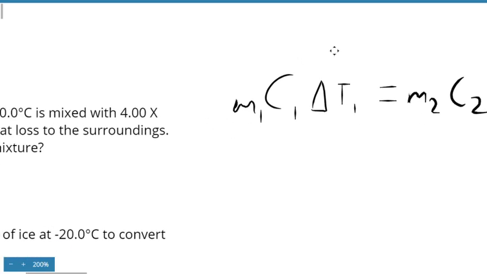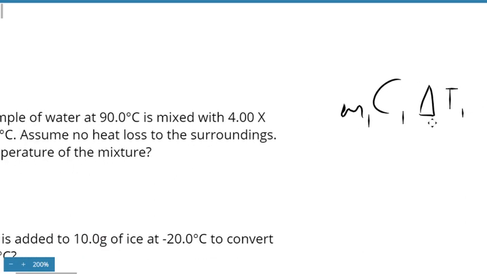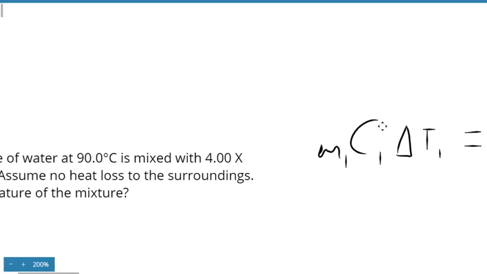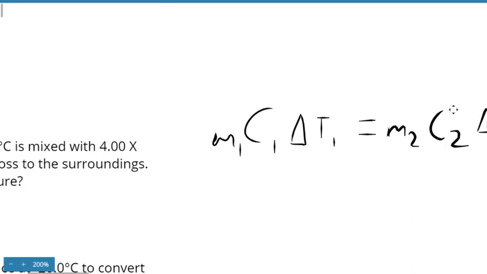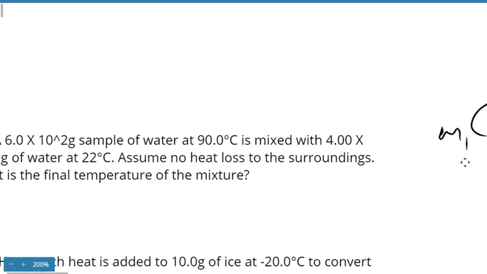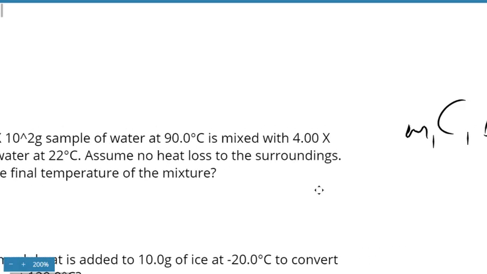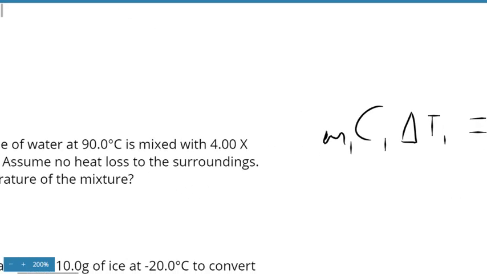So now we also need to put a negative sign in front of one of them, because one of them is the heat lost, so the energy would be negative. One of them is the heat gained, so the energy would be positive. So if we say m1c1 delta t1 is our 90-degree sample, it'll lose heat to match with the 22-degree sample. So we need to put a negative in there so that it'll be positive and equal to the one that gains heat.